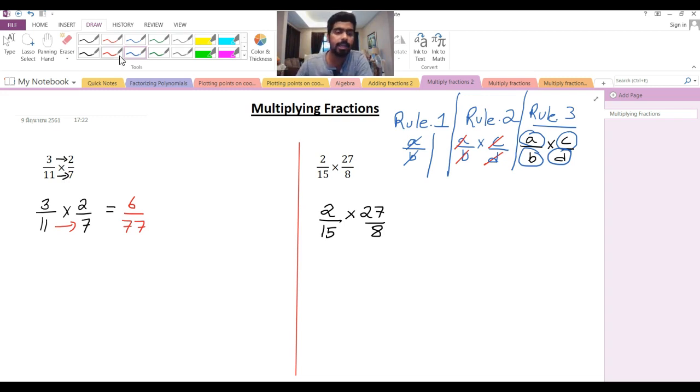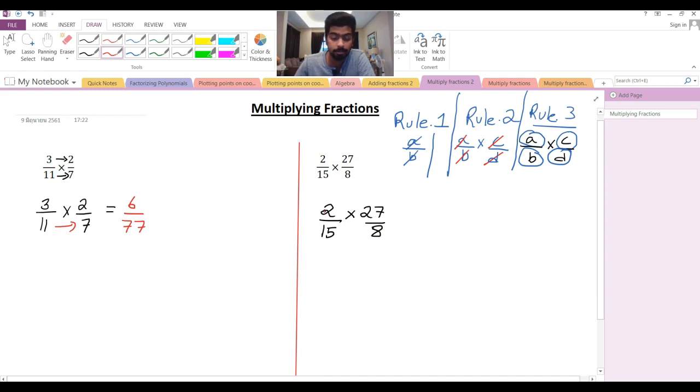Now let's go ahead on how we can simplify. Since we know we cannot simplify numerator and numerator, or denominator with denominator, what do we have now? Let's see if we can simplify 2 and 8. What is the highest common factor of 2 and 8? It's of course 2, because 2 multiplied by 1 gives us 2, and 2 multiplied by 4 gives us 8. So we can simplify them.